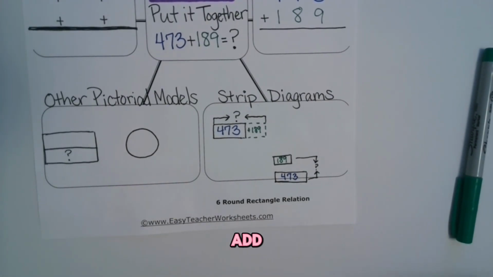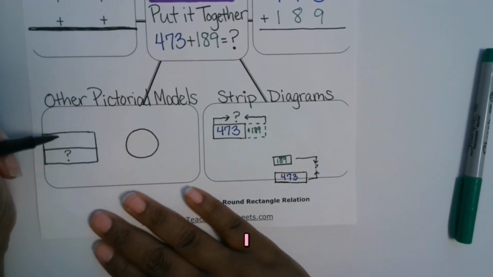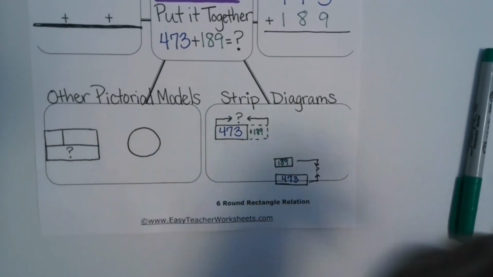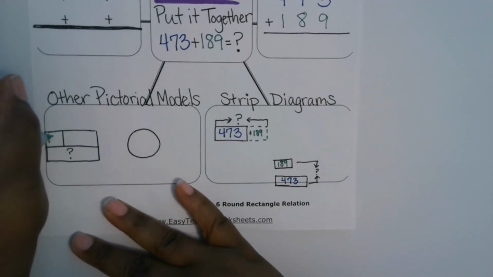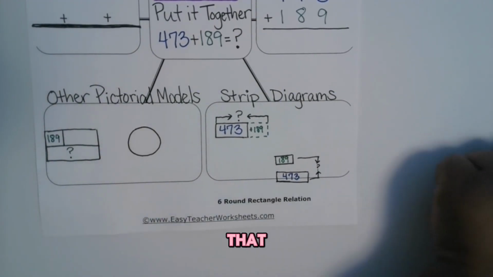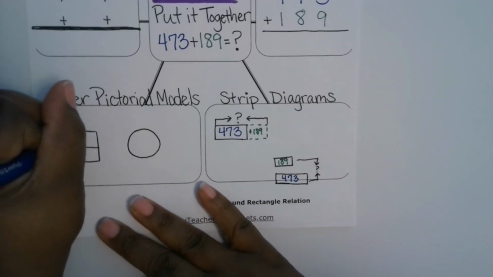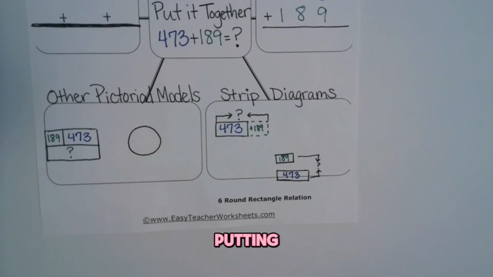When we add, we work to find the whole. But I do have my two parts. I do know that one part that I am putting together is 189, so I will represent that with the smaller portion. And then I do know my other part that I'm combining, which is 473. Okay, again, another way to represent that we're putting those two amounts together to find our whole.